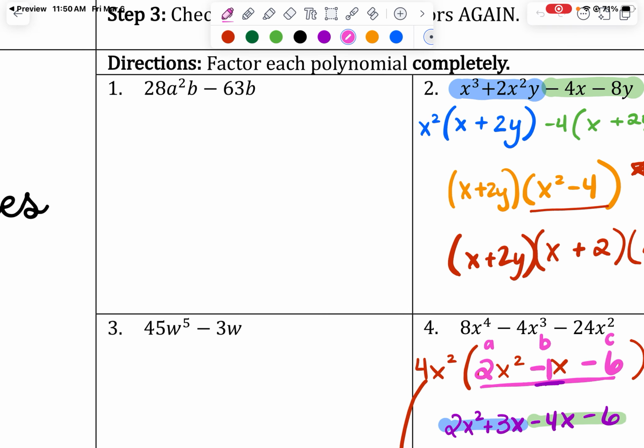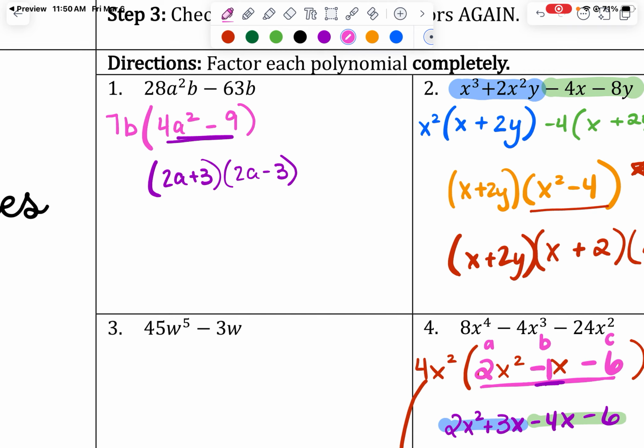So for number 1, this is a 2-term polynomial. We're going to take out the greatest common factor. So what is the greatest common factor of 28a squared b and 63b? And that is 7b. Once we take that out, that leaves us with 4a squared minus 9. This right here is a difference of squares, so we can factor that even further to 2a plus 3, 2a minus 3. And since we are writing our final answer, our GCF needs to go in front, and that is our answer.